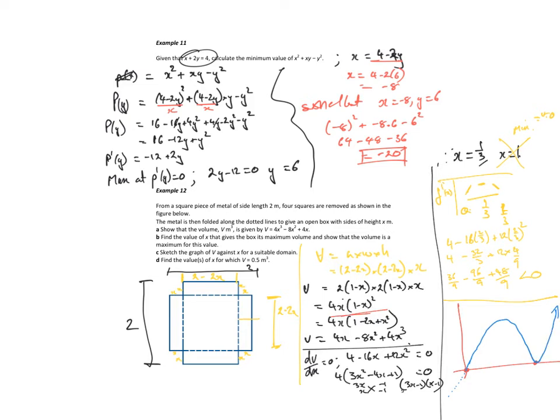But for a reasonable domain, we're going to stop there, because we spoke already about how my x value can't possibly be any bigger than 1, because I can't cut that much out of the paper. And that point there, we just decided was x equal to 1/3. I've got to find out what the maximum is. So I better substitute that into V.